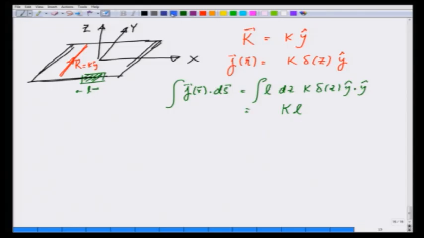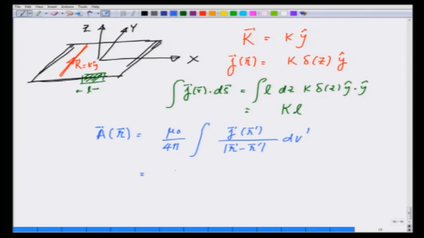Therefore, the vector potential A at any point r is going to be mu naught over 4 pi integral j(r prime) over |r minus r prime| dv prime, which is equal to mu naught over 4 pi integral k delta z prime in the y direction over |r minus r prime| dv prime. Now, let us see, this is a plane sheet.